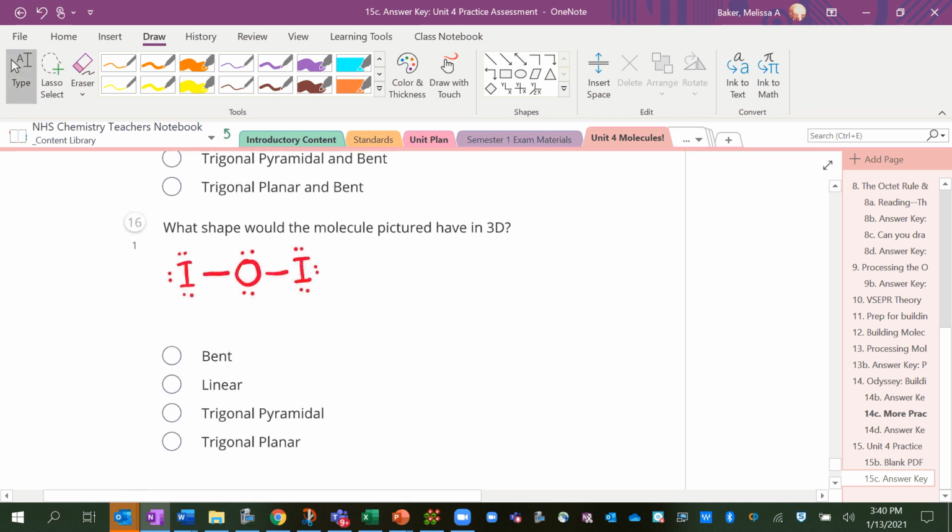What shape would the molecule pictured have in 3 dimensions? The answer is bent. A lot of people choose linear, but remember the toothpicks. If these are getting as far away as possible in 3 dimensions, they'd be further apart than if they're linear. So here would be a linear drawing. This is a lone pair. This is a lone pair. This is the iodine. This is the iodine.